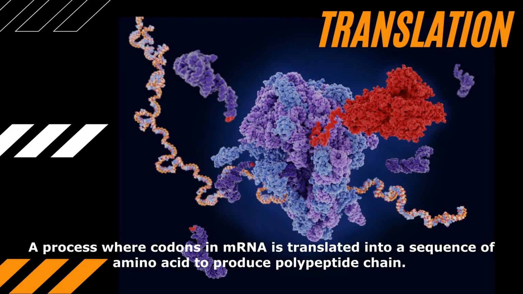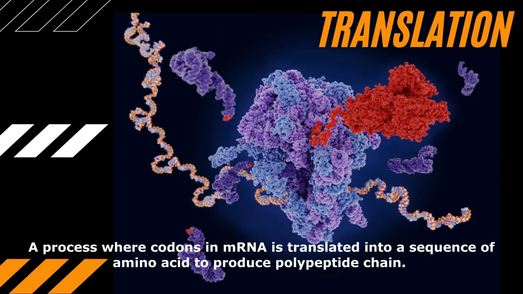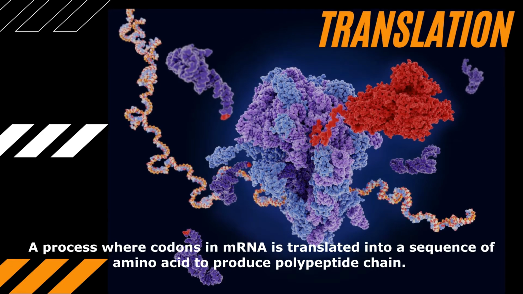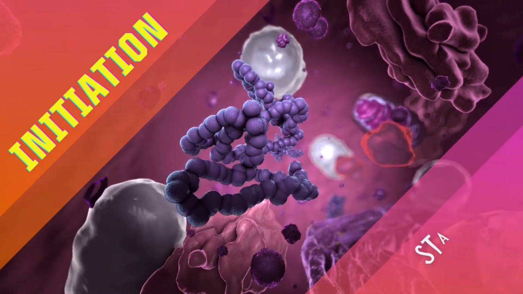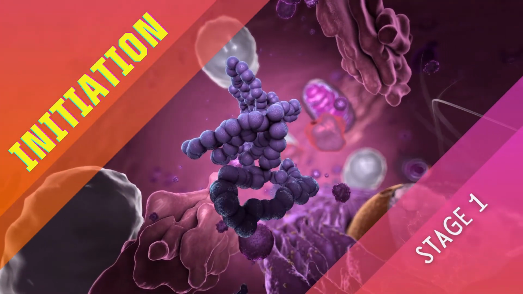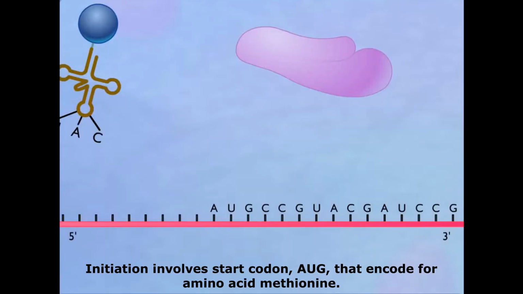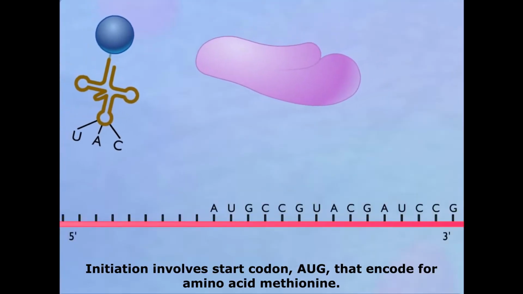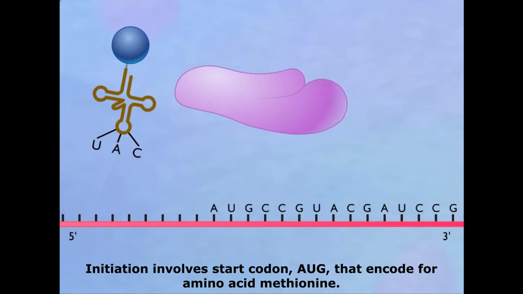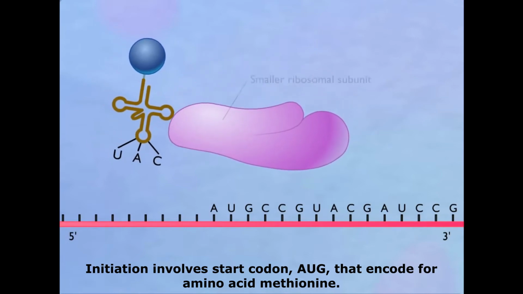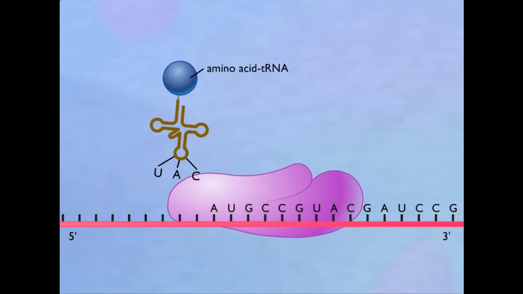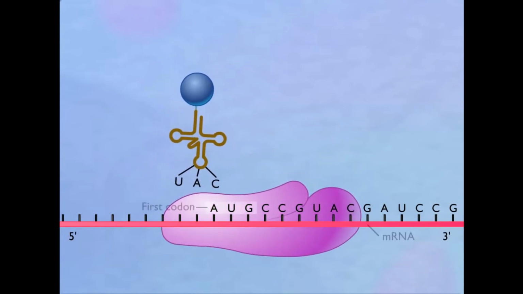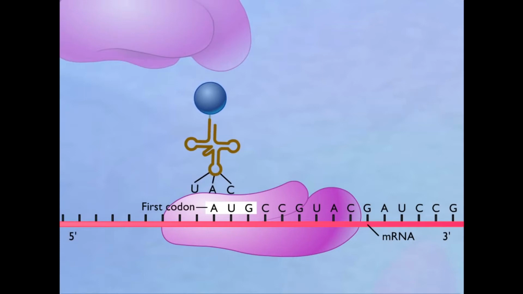Translation is a process where codons in mRNA are translated into a sequence of amino acids to produce a polypeptide chain. Translation occurs in cytoplasm. There are 3 stages in translation. Stage 1. Initiation. Initiation involves start codon, AUG, that encodes for amino acid methionine. Small ribosomal subunit binds to 5' end of mRNA. Start codon signals the initiation of translation.